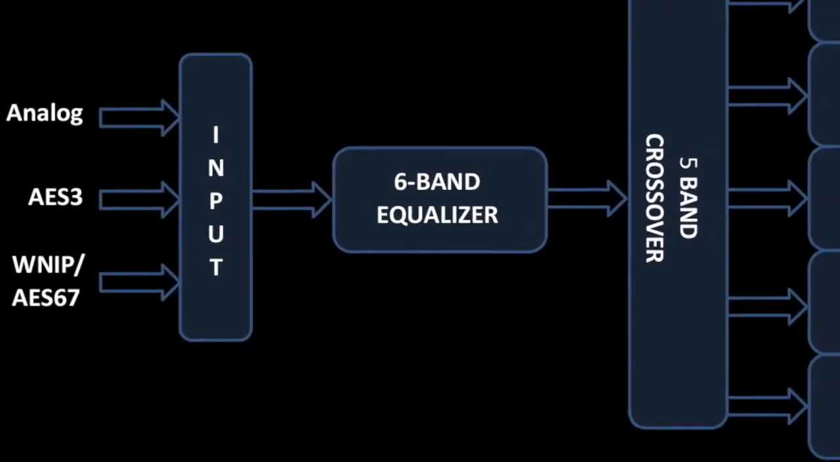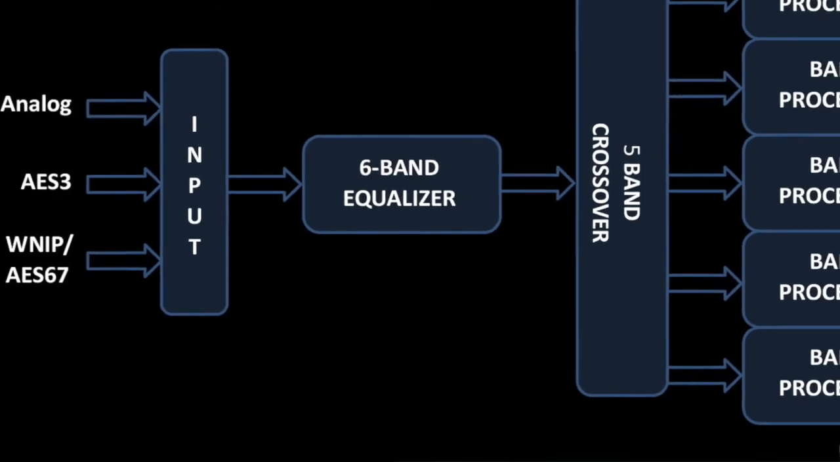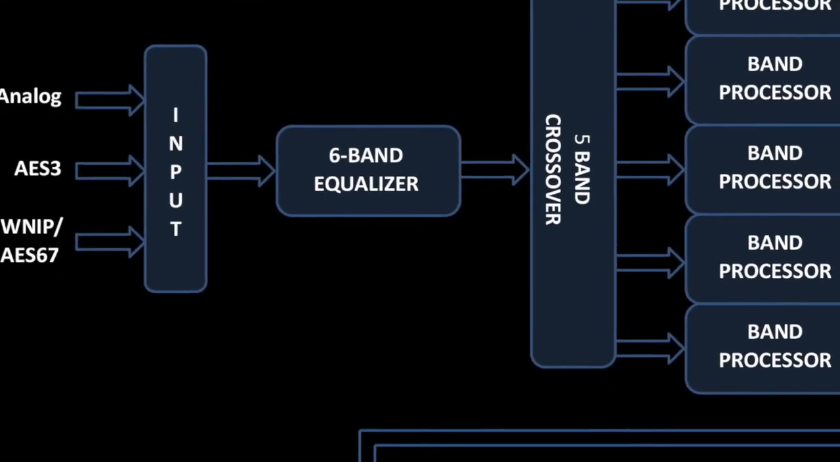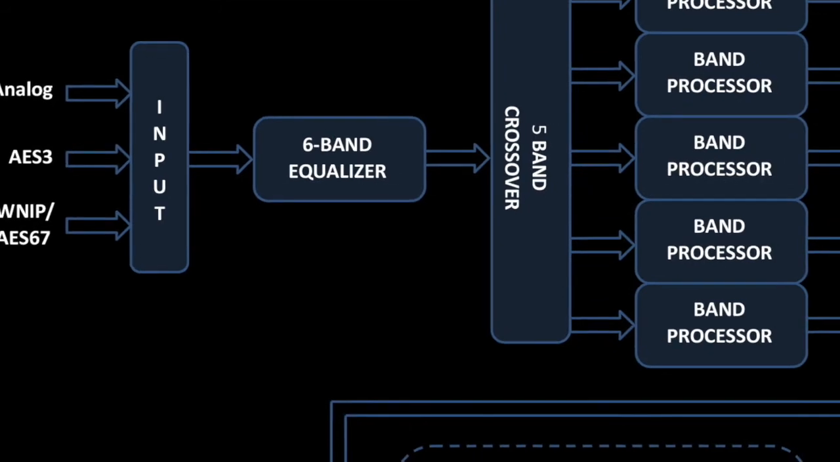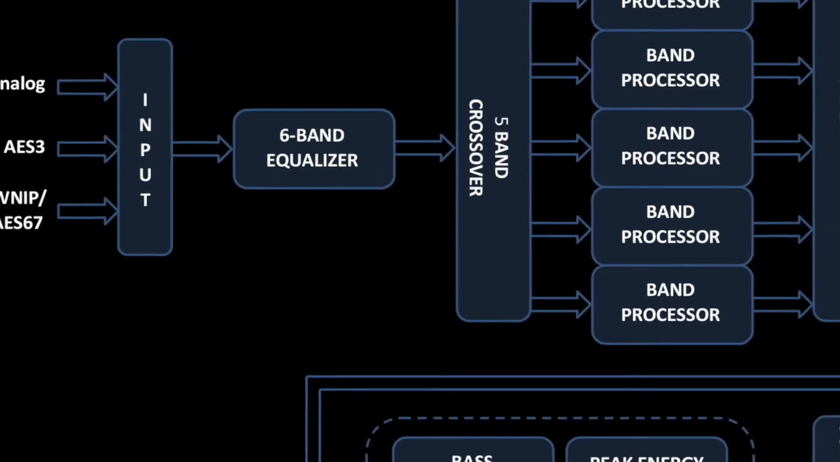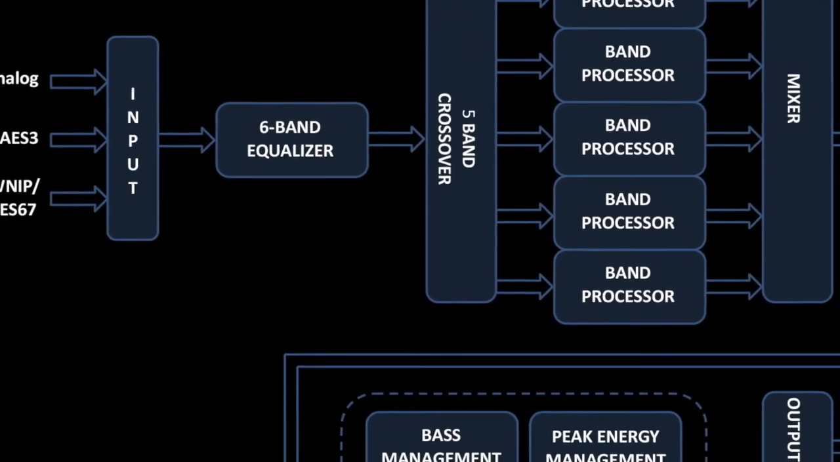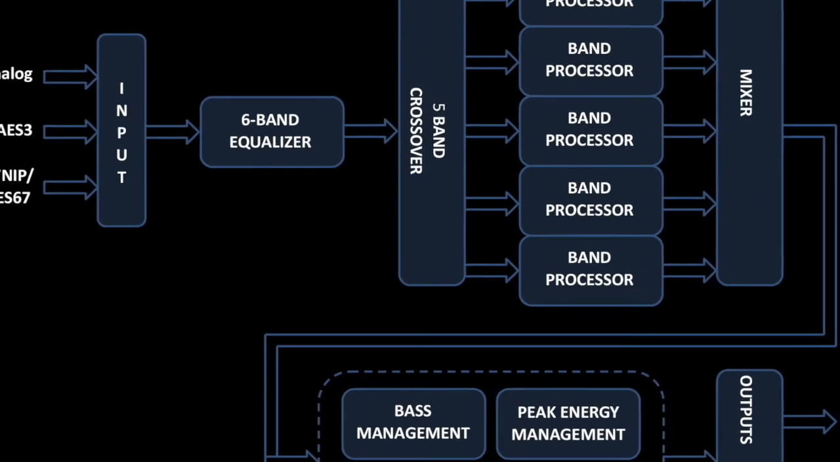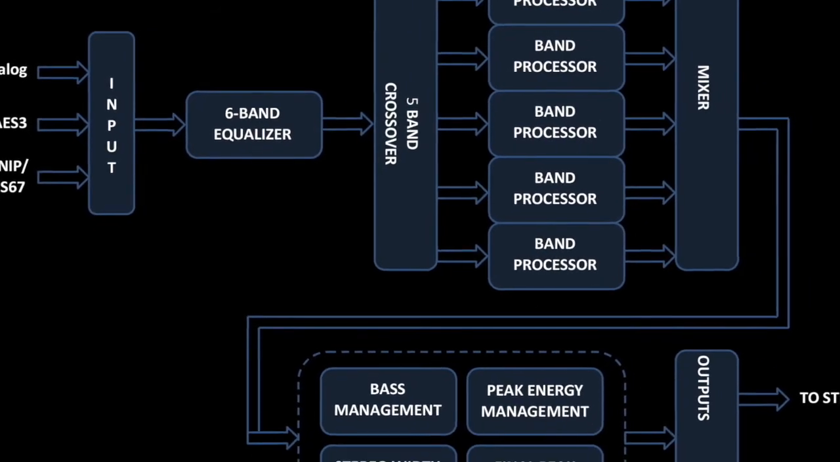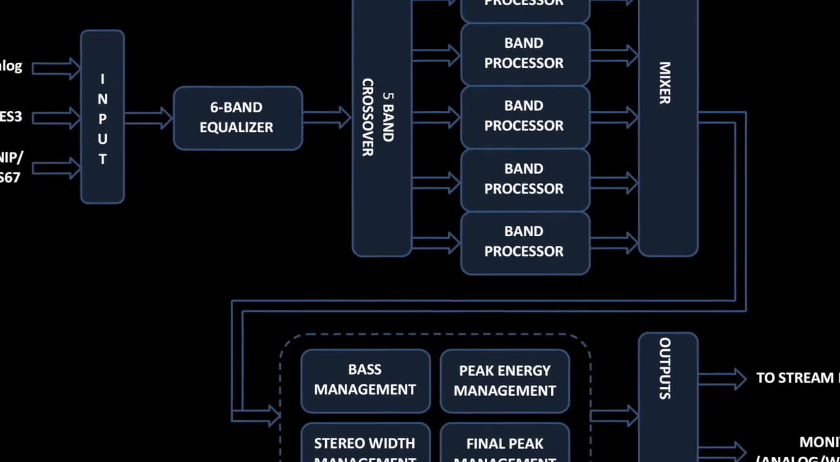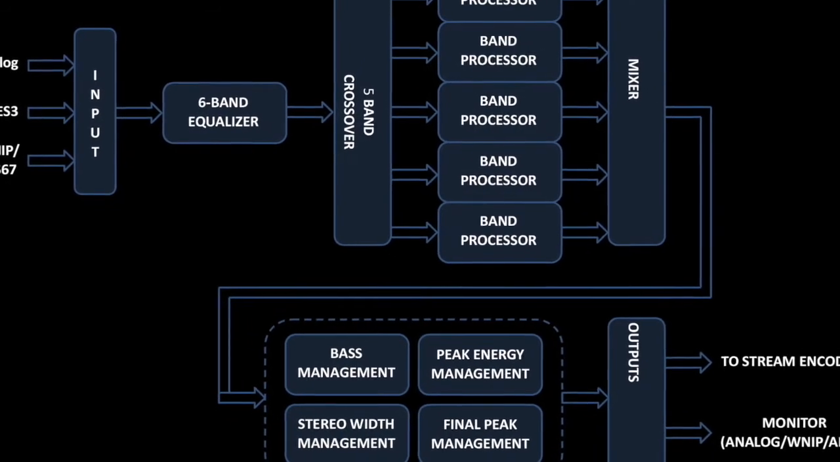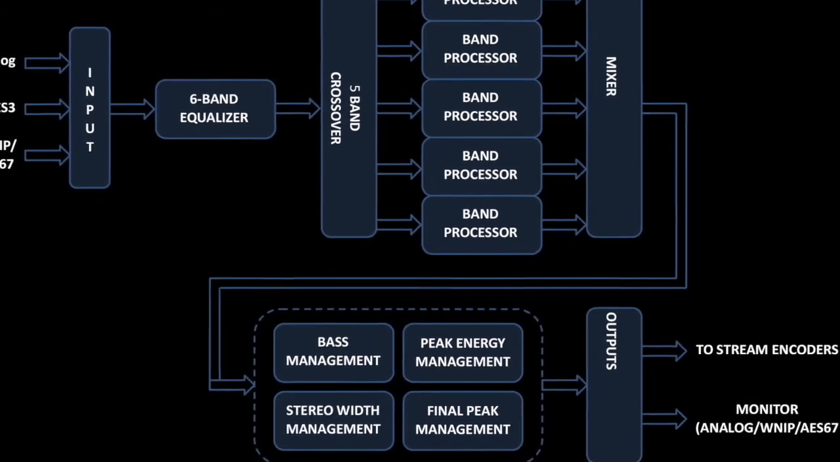The overall signal flow, it basically comes in from either analog, AES3, WheatNet IP, or AES67 input. Comes into a 6-band EQ. That goes into a 5-band Linkwitz-Riley crossover for very, very good phase behavior. There are 5 band processors. Those then feed a mixer to allow you to set whatever tonal texture you'd like. The output of that then goes into a bass management and stereo width management block.